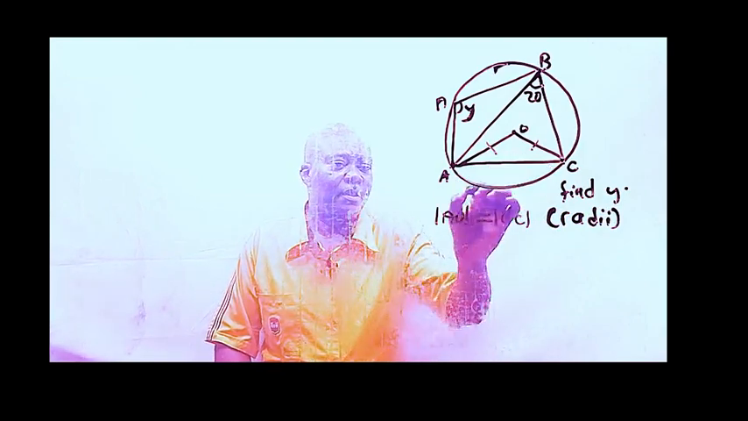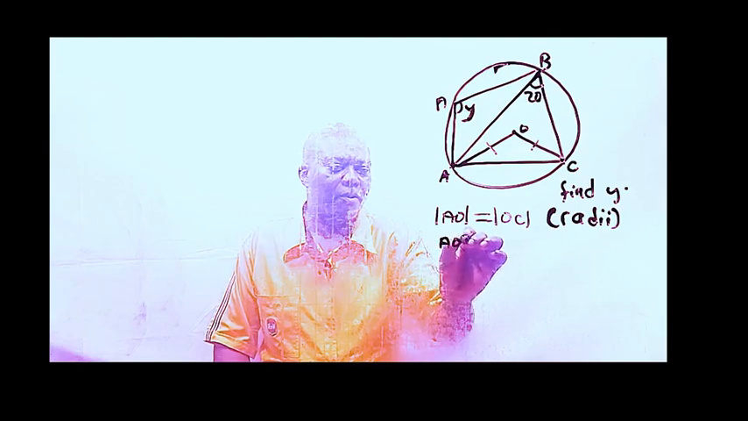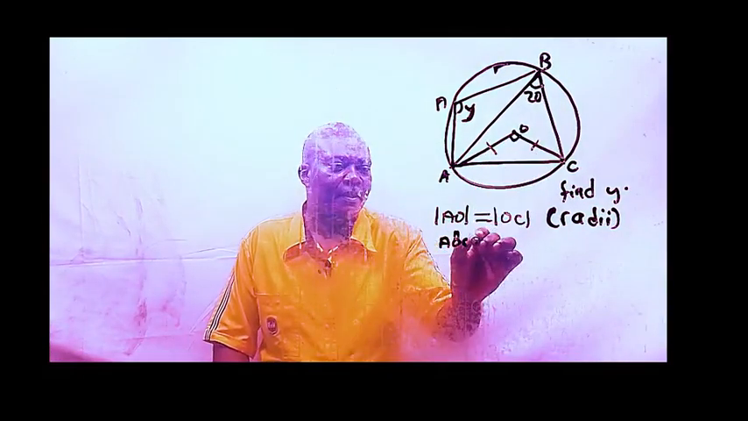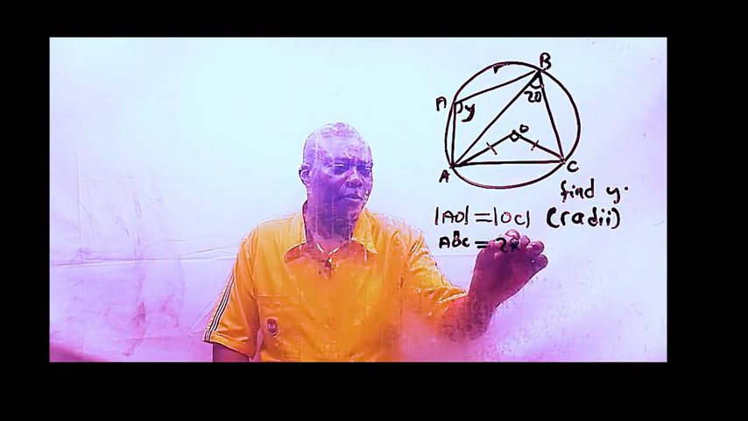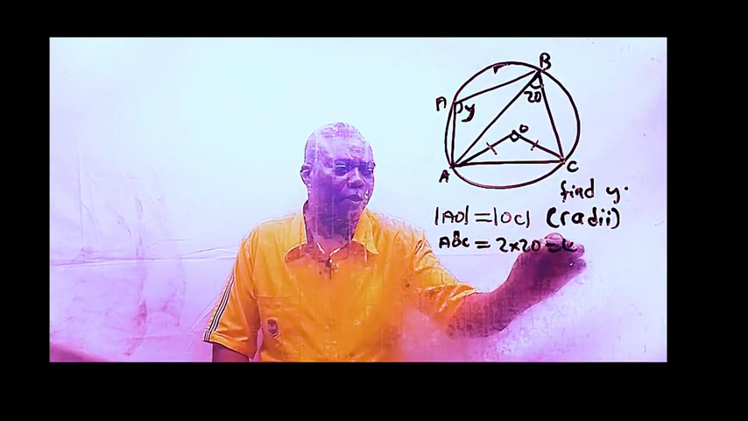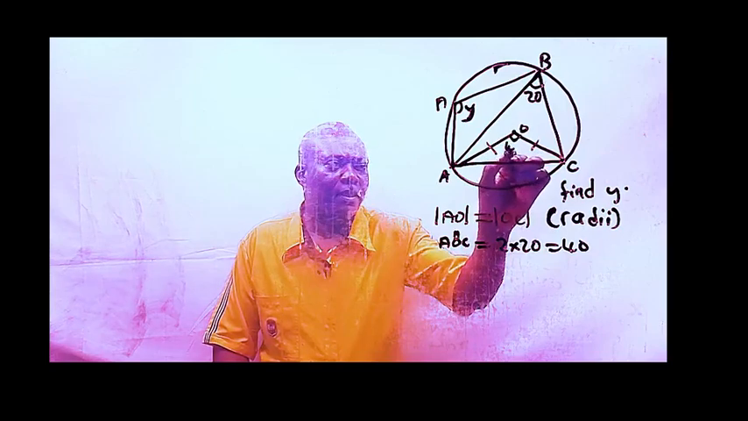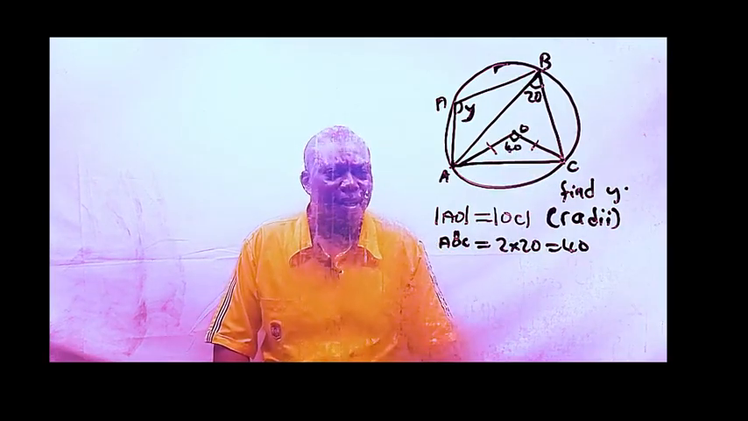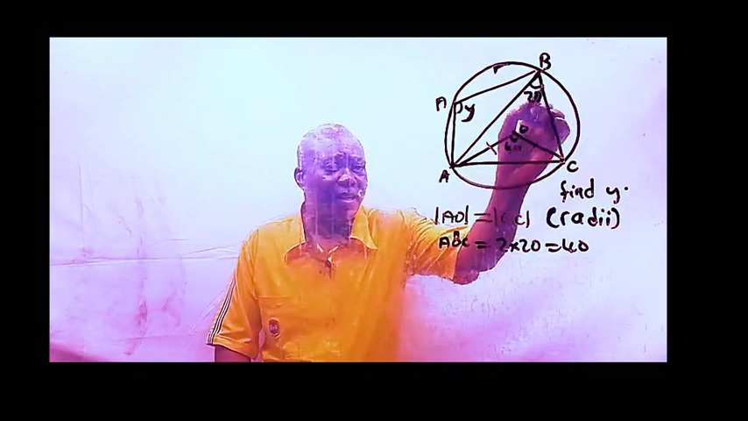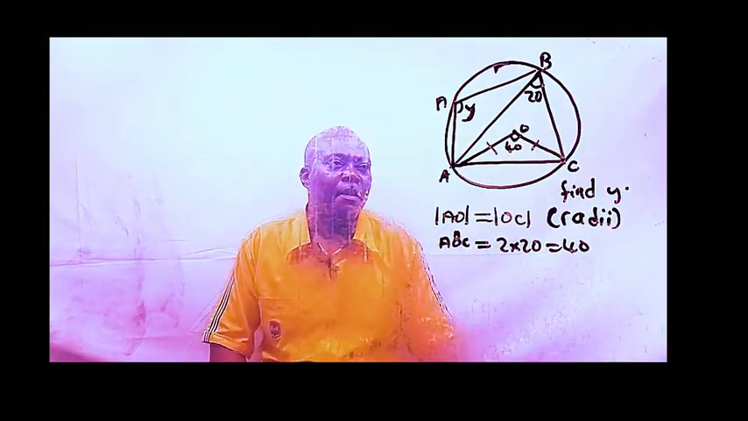So angle AOC here is equal to 20 times 2, which is 40 degrees. This place is 40 degrees. Reason: the angle at the center is twice the angle at the remaining part of the circumference.